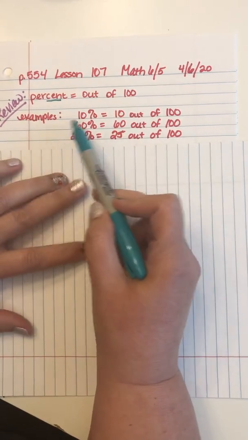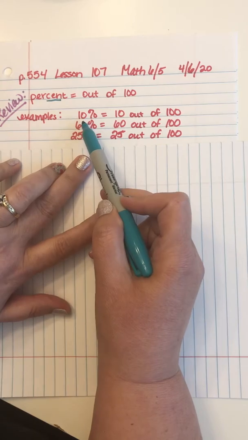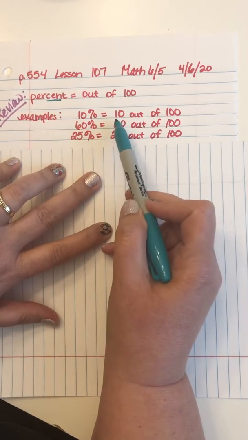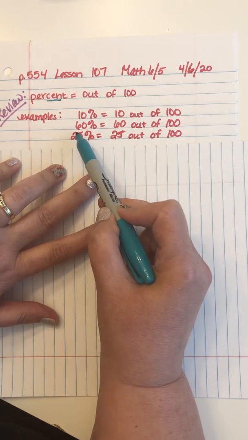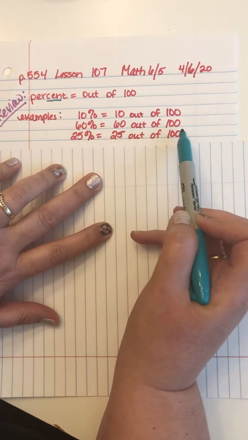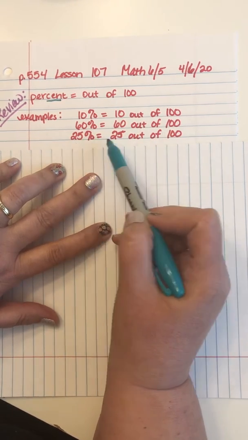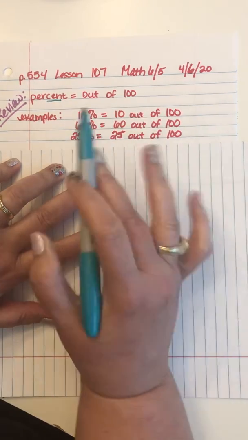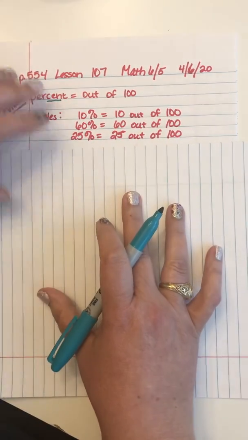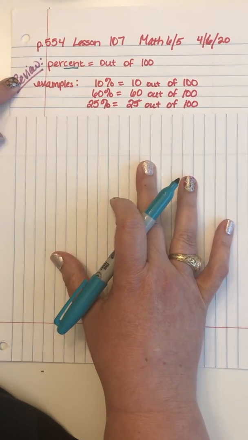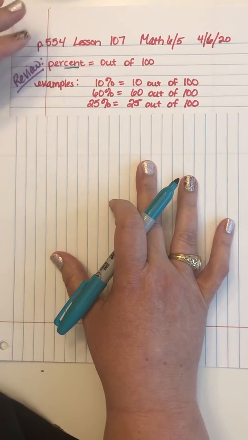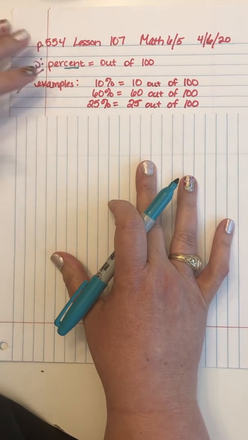So for example, 10% of something means 10 out of 100 total. 60% would be 60 out of 100. 25% would be 25 out of 100. We've covered all of that before, so that's why I put review next to it. So that's one concept, percentage.